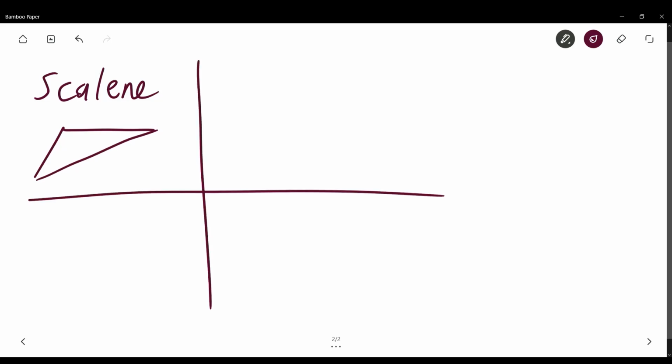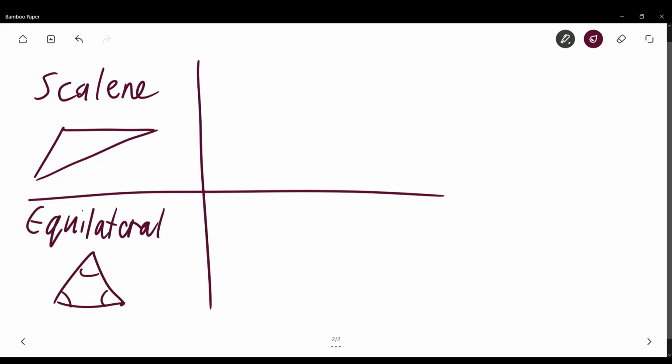Next up, you've got your equilateral triangle. I always get the spelling wrong. Equilateral triangle, all sides the same, all angles the same. Of course, if all of the angles are the same and they all add up to 180 degrees, they are all going to be 60 degrees.